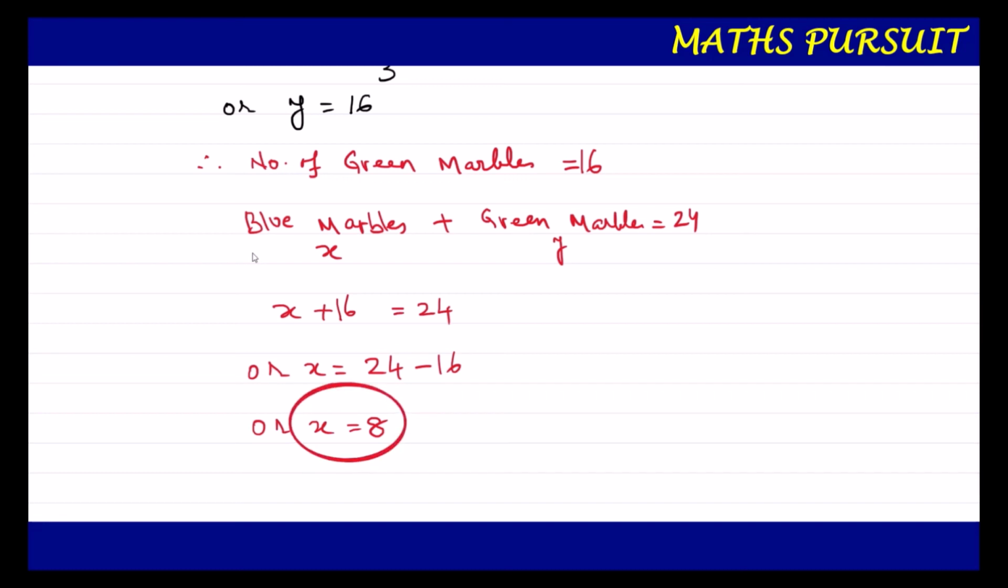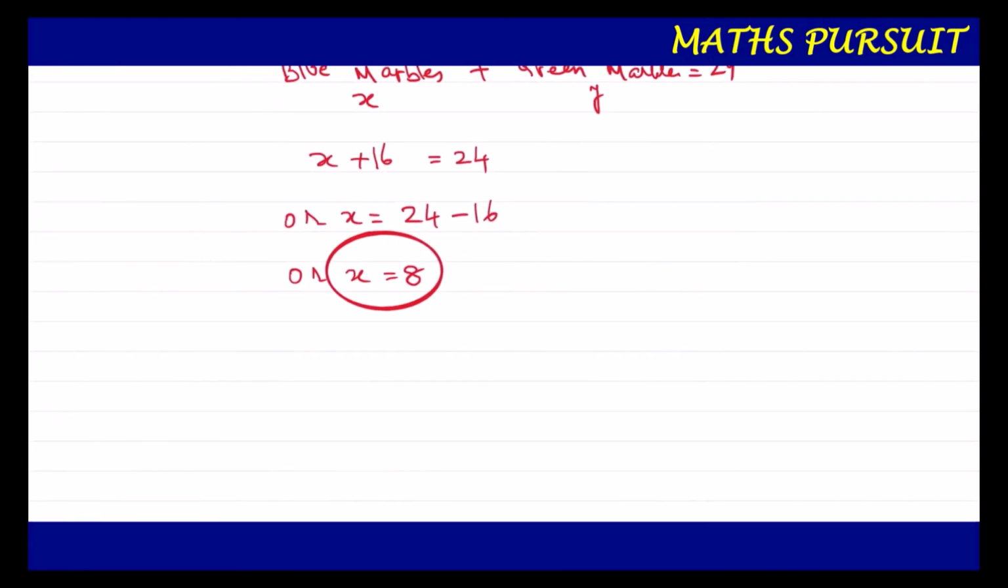So what is being asked? Find the number of blue marbles in the jar. So we can conclude our answer saying that the number of blue marbles in the jar is 8. Hope, guys, this question's answer is very clear to us.